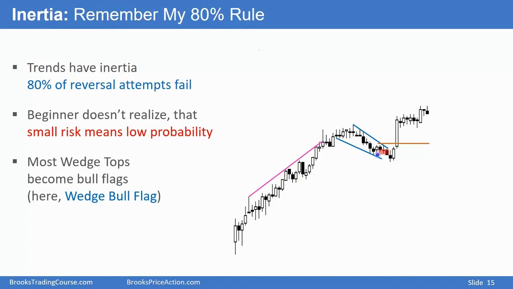So that bear who took this short below that bar and put his stop just above at this yellow line because he did not want to risk much, lost money. The probability was probably 80% that he was going to lose money. So yes, he took a low risk trade. He did not lose money, but when he takes this trade, he's going to lose 80% of the time. And the 20% of the time that he wins, he will not manage it well enough to overcome those losses. So in a strong bull trend, the first reversal down is a bull flag, not a reversal.